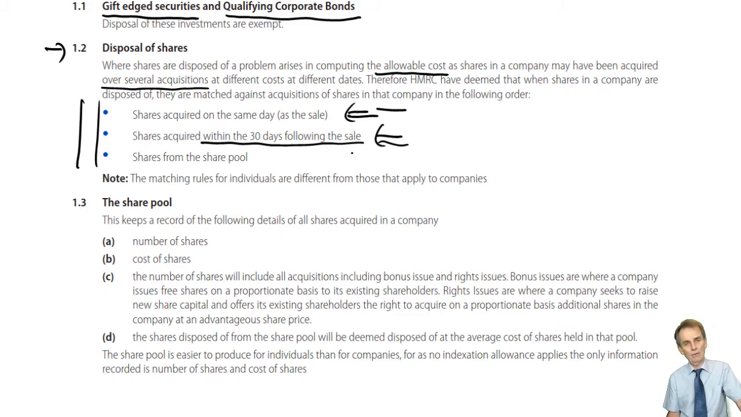But then most of your time in relation to dealing with the share disposal is going to be with this. Because most of the shares that you will be selling at any point in time will not be shares you acquired on the same day, will not be shares you acquired within the following 30 days. They're going to be shares that you bought prior to this disposal. And those go into a share pool. The rule is a share pool. That's better. So in which case, what does this share pool look like?